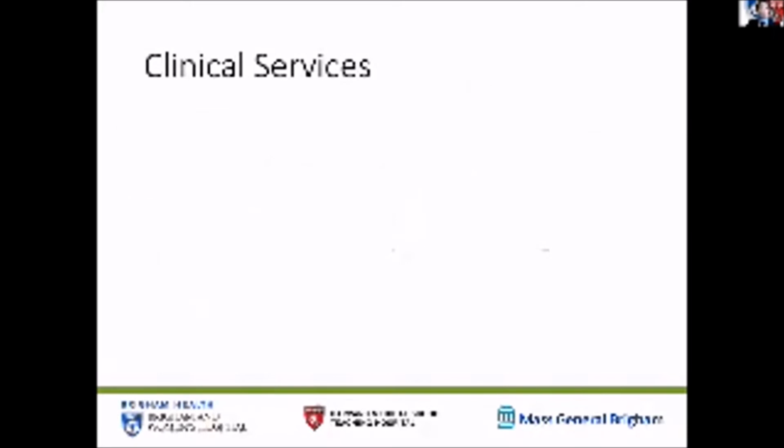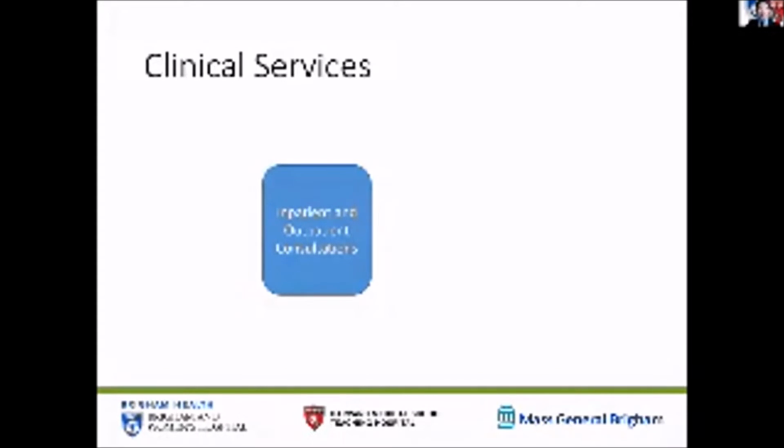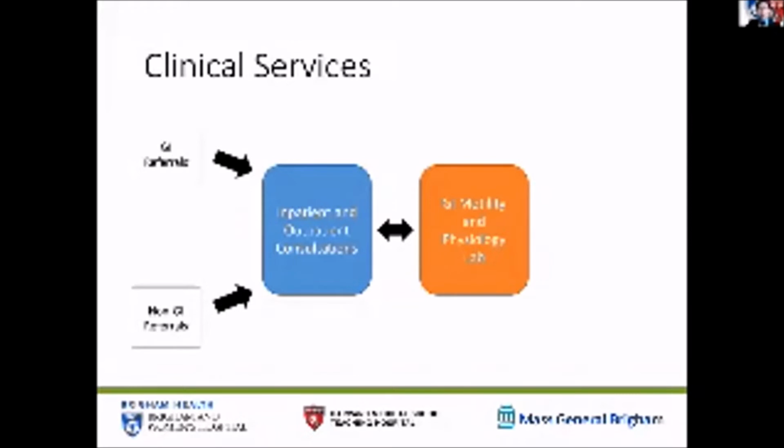The clinical services of a neurogastroenterology and motility program usually consist of two main components: the inpatient and outpatient consultation, including the outpatient clinic, as well as the GI Motility and Physiology Lab. Patients may come in from either component and be referred to the other side, and patients can be coming in either through GI providers or referred from non-GI providers.